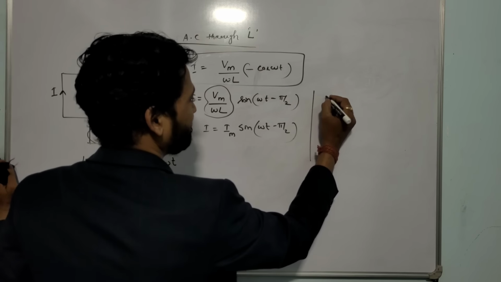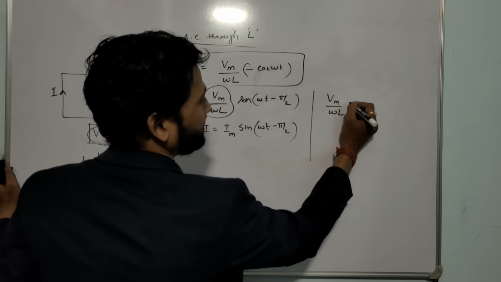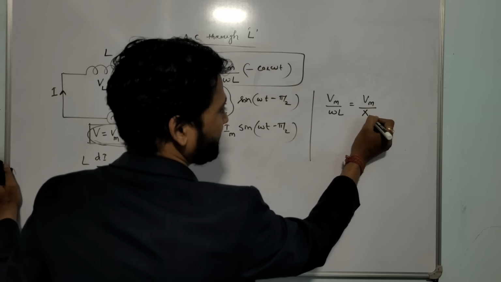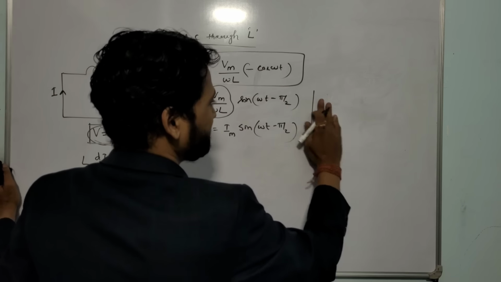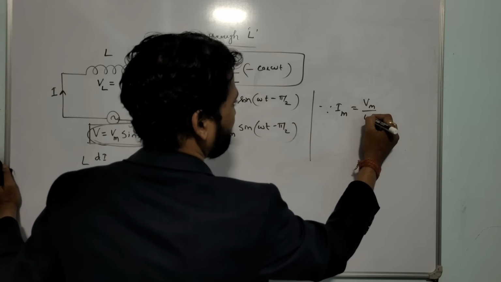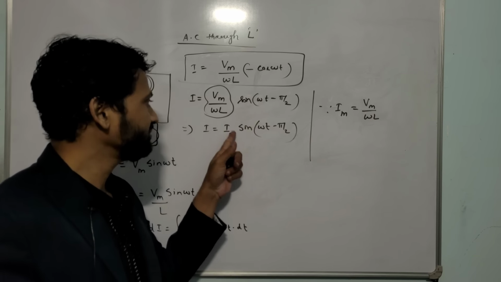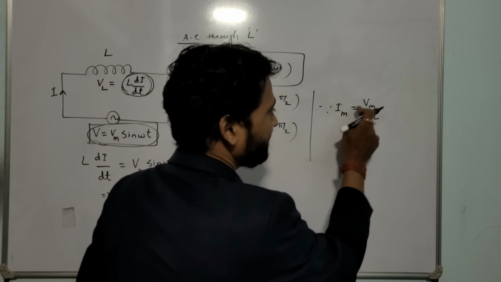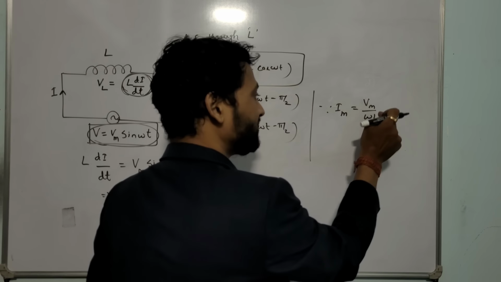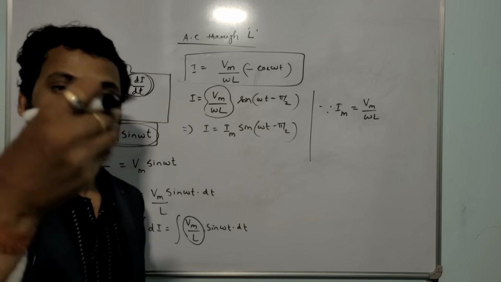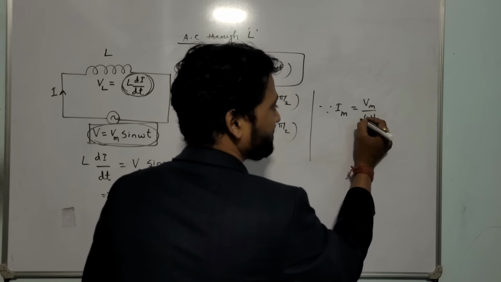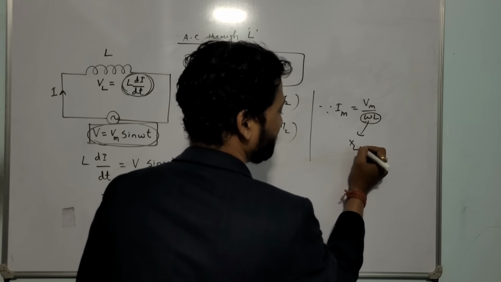Look at the logic: Vm upon omega L. I can write Vm by some opposition. That opposition is called XL, inductive reactance, which gives Im. Write here, what was Im? Vm upon omega L. Maximum current is maximum voltage upon omega L. According to Ohm's law, what is current? Voltage upon opposition. In DC, current is voltage by resistance, but in AC, current is voltage upon any opposition. That opposition offered by this inductor is called XL, inductive reactance.